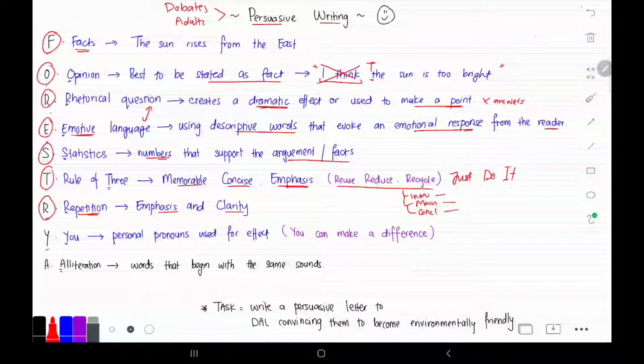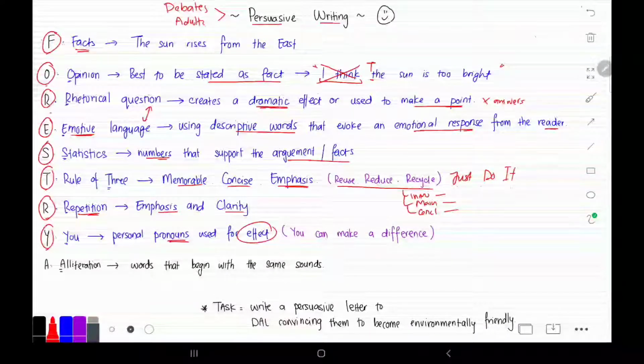The last thing you have to remember is the use of personal pronouns that are used for effect. For example, if I ended my letter with "you can make a difference," my reader or my audience is going to feel as if I'm directly speaking to them and I'm directly giving them the responsibility. That's why we use personal pronouns in persuasive writing. It's completely different than when we are using the language for formal writing.